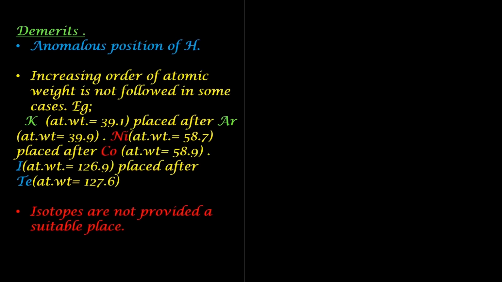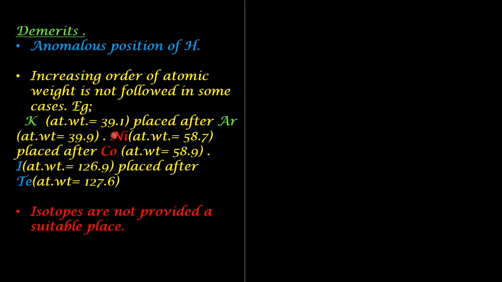In spite of all these merits, Mendeleev periodic table had some defects as well. Let us see the demerits. First one, anomalous position of hydrogen. Anomalous means abnormal. Hydrogen resembles first group elements and also the halogens, but it is placed along with the first group. Though he arranged elements in the increasing order of their atomic weights, in the case of certain elements, the increasing order of atomic weight is ignored or it is not considered.